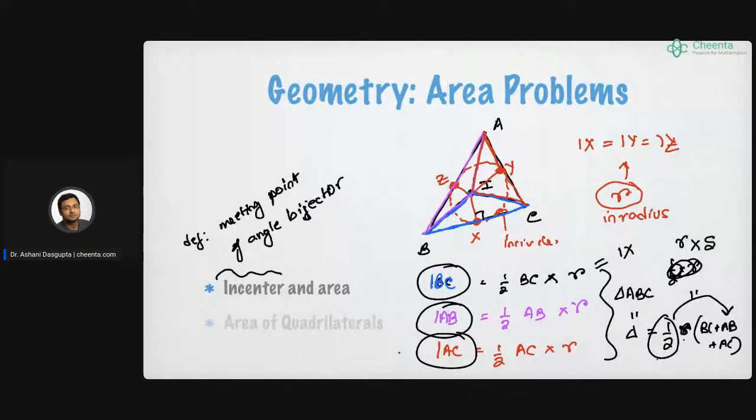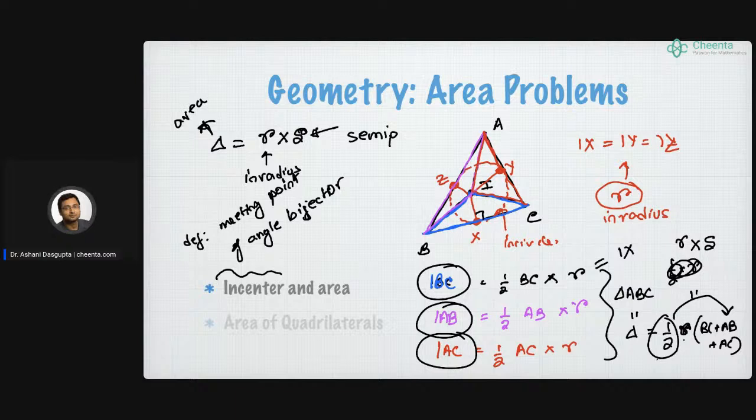It's a very beautiful formula. Delta equals R times S, where delta is the area of the triangle, R is the inradius, and S is the semi-perimeter. Semi-perimeter means you add all the sides of the triangle and take half of it. So delta equals R times S is a very non-standard type of formula that gives you the area of a triangle, and it is often used to solve problems like this.